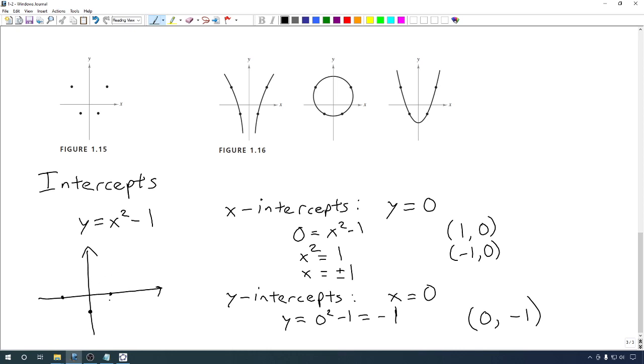Now, of course, this doesn't give us all the information about our graph. And if we looked a little harder and used some techniques from calculus, we could definitely get a lot more information. But we do kind of get the idea that our graph is going to look something like this.